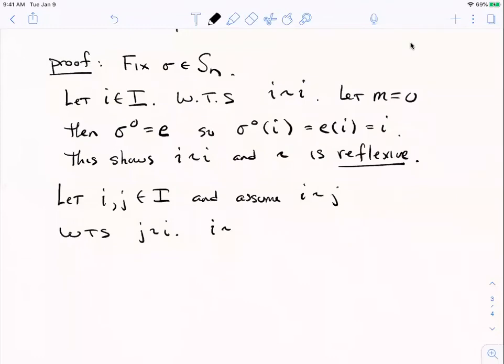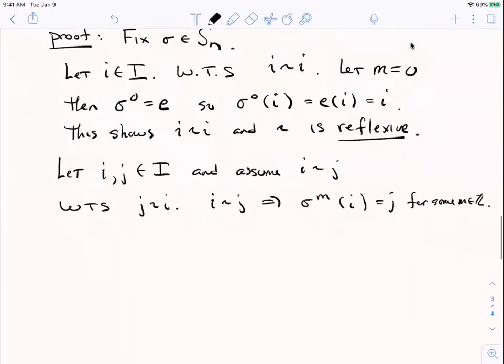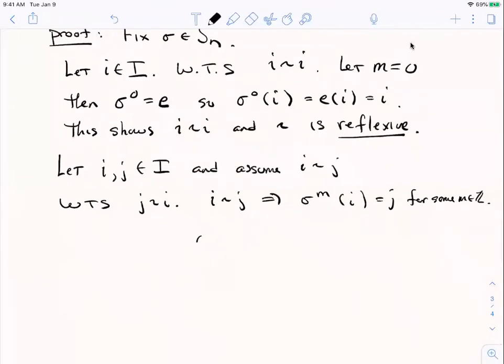Okay, well, what does it mean if i is related to j? If i is related to j, well, that means that sigma to the m of i is equal to j for some integer m, right? For some integer m. Now we have to find some integer m that's going to send j to i. So why don't I try to write this a little bit neater in the middle of the page here?